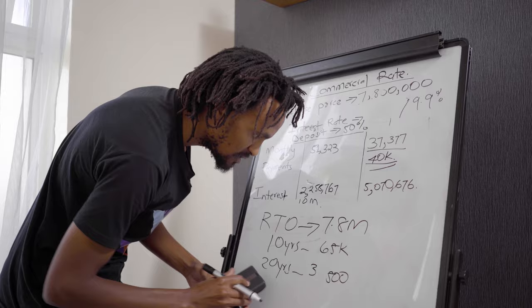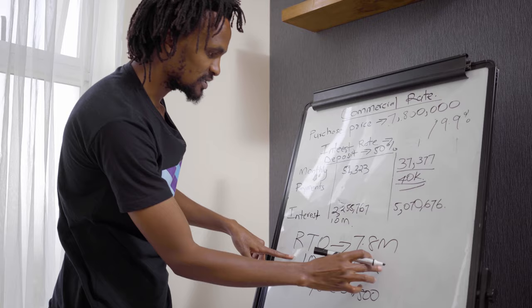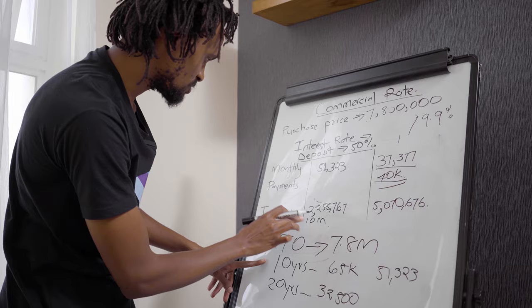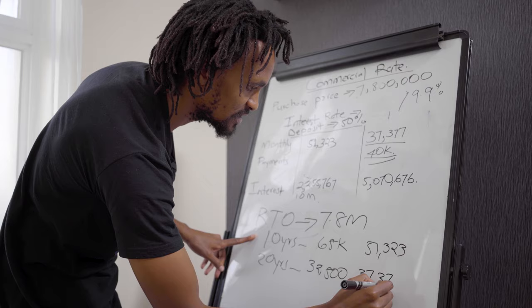Because we have done a scenario for Nyumba Bila Kiulizo, at 10 years, and we are assuming a 50% down payment, it's coming to 51k. And then for 20 years, it was coming to 37,377. So as you can see, with rent to own, there isn't an interest.